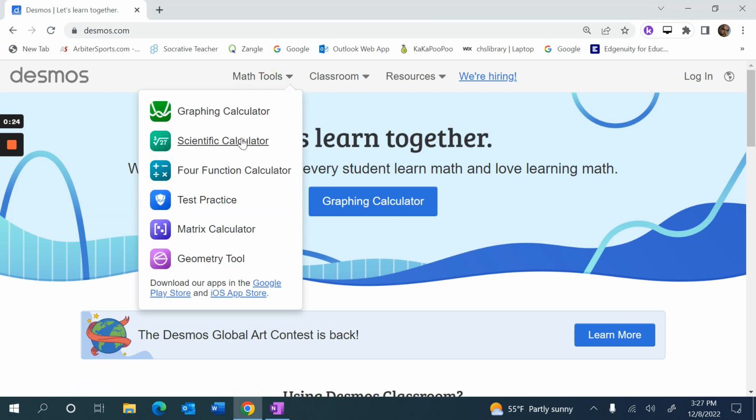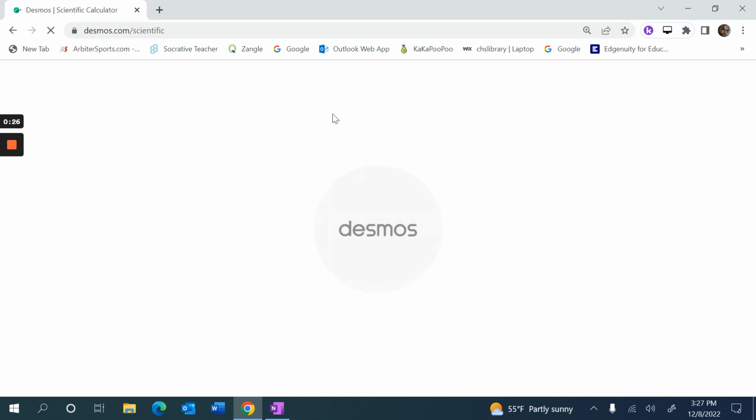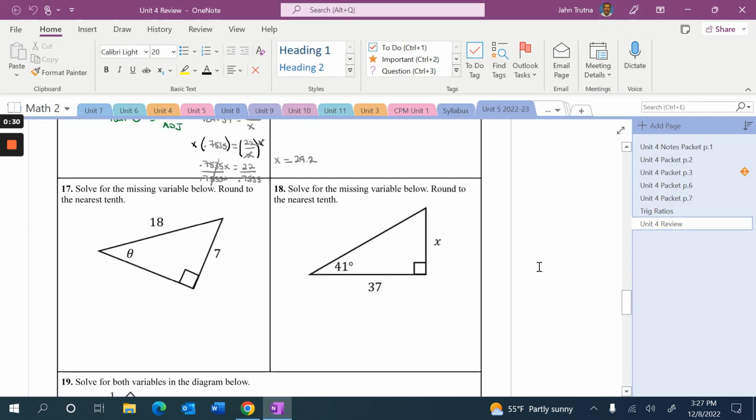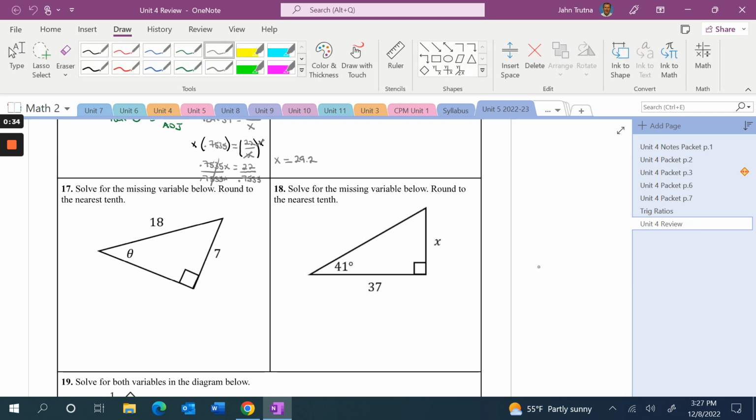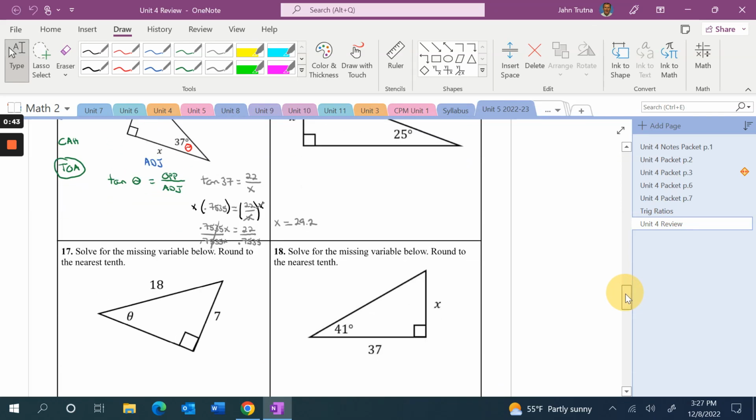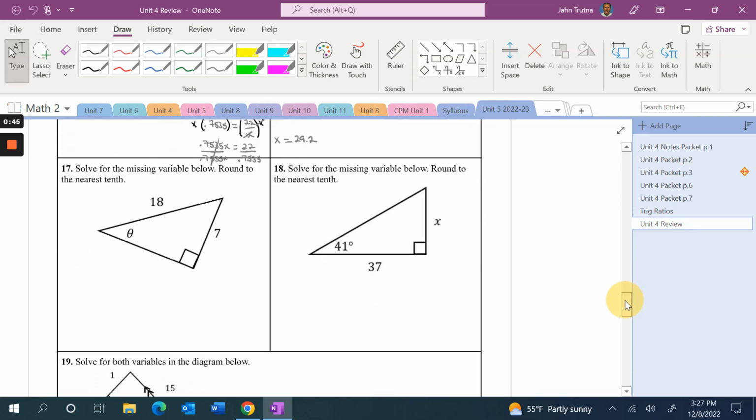And remember, if we're using sine, cosine, or tangent, we want to use a scientific calculator. Okay, so we are on number 17. We're solving for the missing variable below, round to the nearest tenth. So in this particular problem, our variable is actually theta. So don't freak out if you don't have an x or a y or something like that. It's very possible that you could have a theta in your problem here.